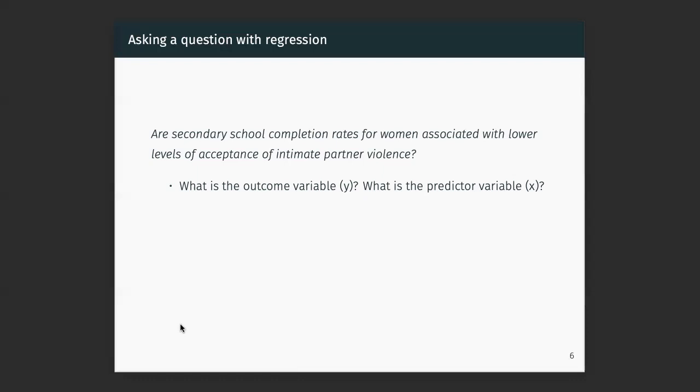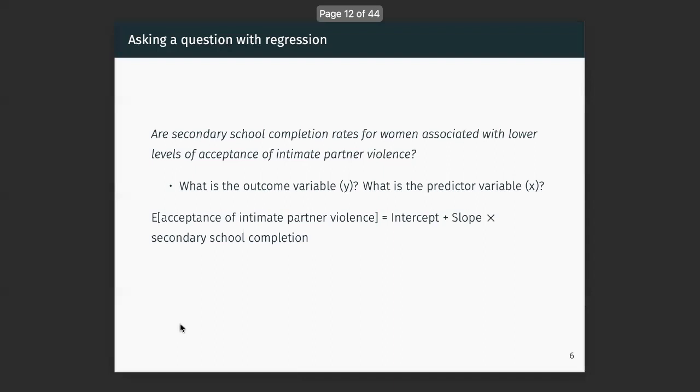But outcome Y. So the expected value of the acceptance of intimate partner violence is some intercept plus some slope times secondary school completion. We're saying our abstracted reality is that this works as a line, where a country's value for acceptance of intimate partner violence is a linear function of secondary school completion for women, right? That's how we're saying the system works.